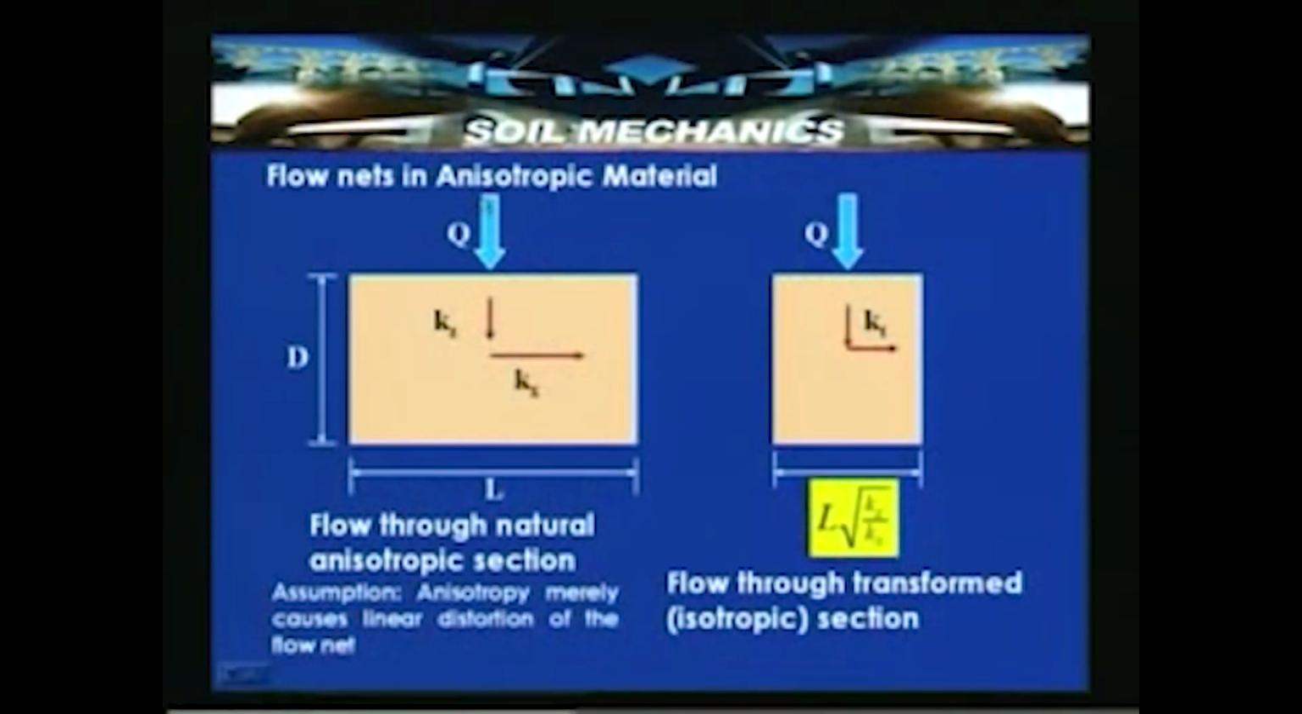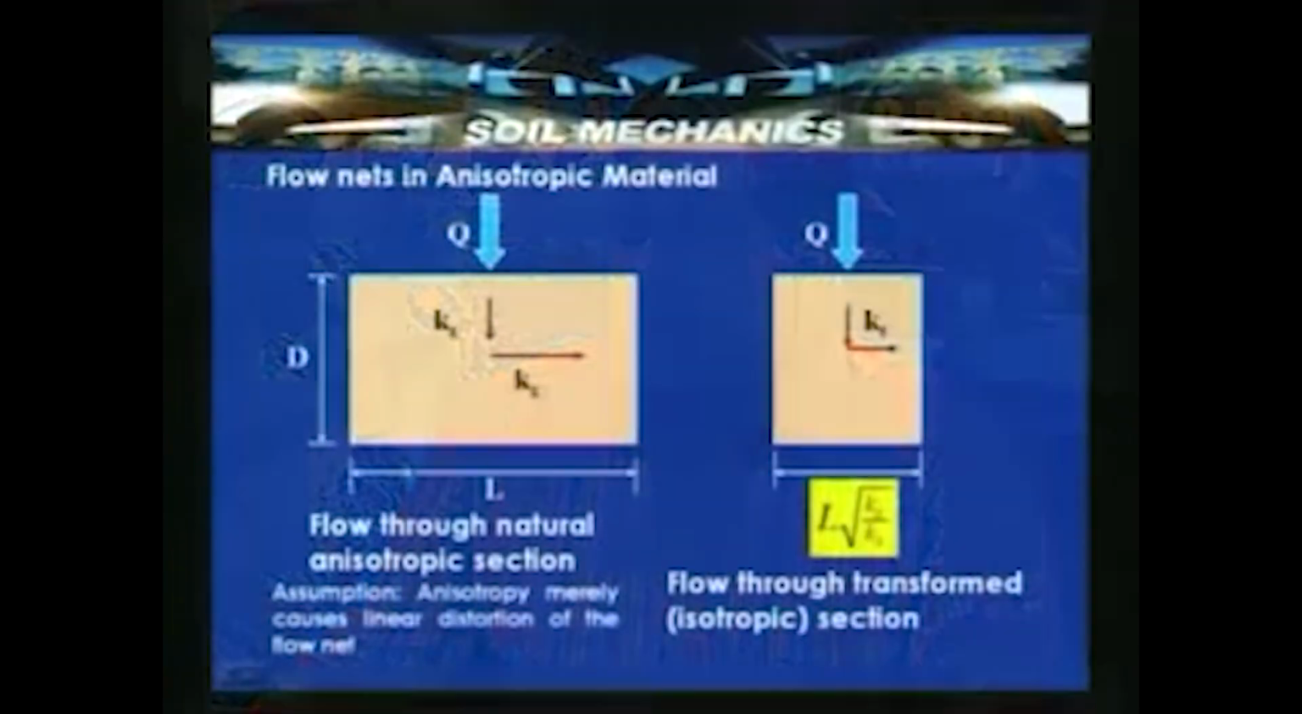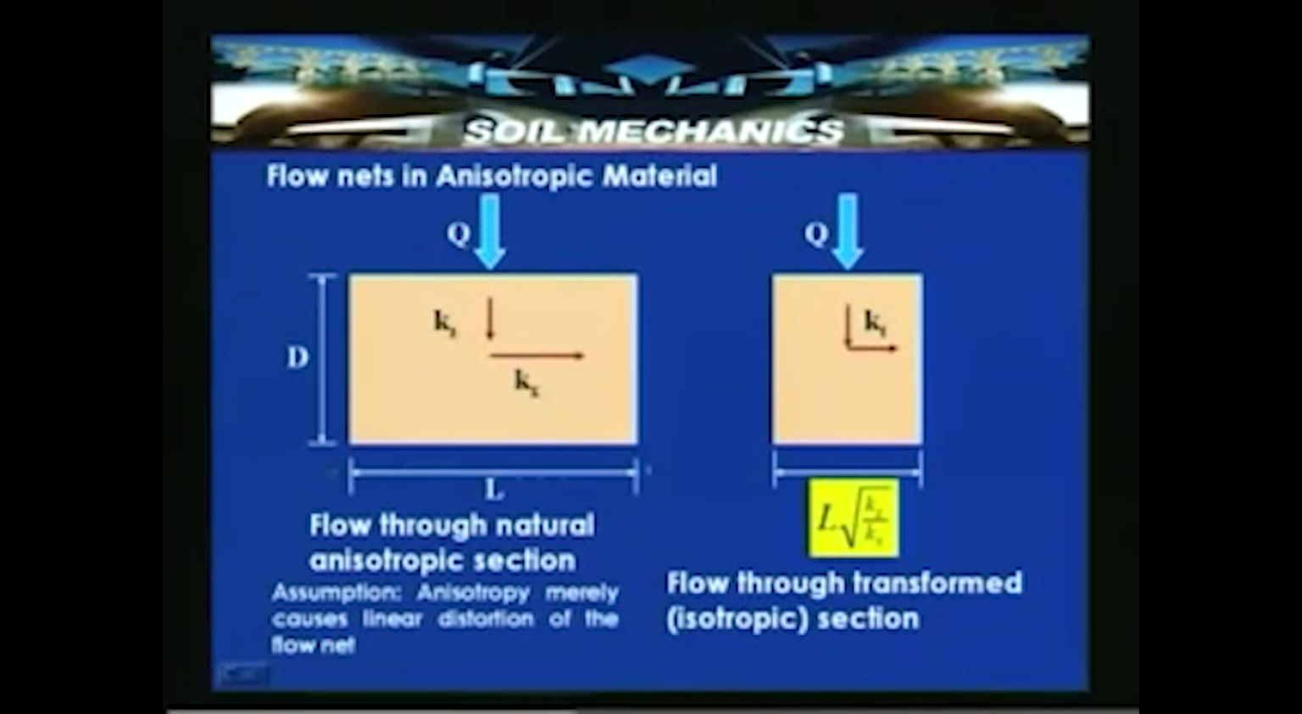Now consider the flow nets in anisotropic material. Take the flow through the natural anisotropic section, which looks like this, with length L and depth d, assuming that the flow is taking place in the vertical direction, that is, along the z axis. Kz is the permeability along the z axis, and the flow is occurring over L into 1 meter, that is, per meter length of the plane considered here. So the flow is occurring over an area of L into 1.